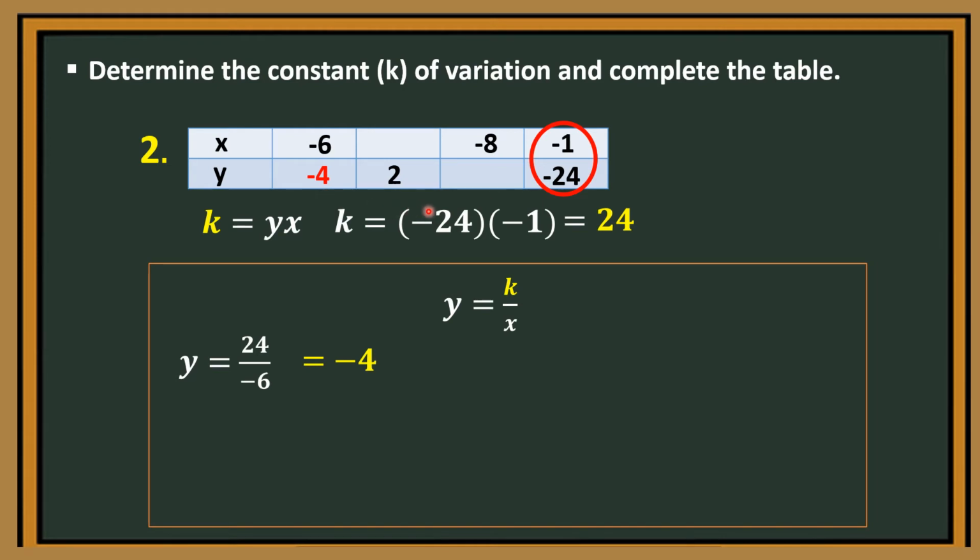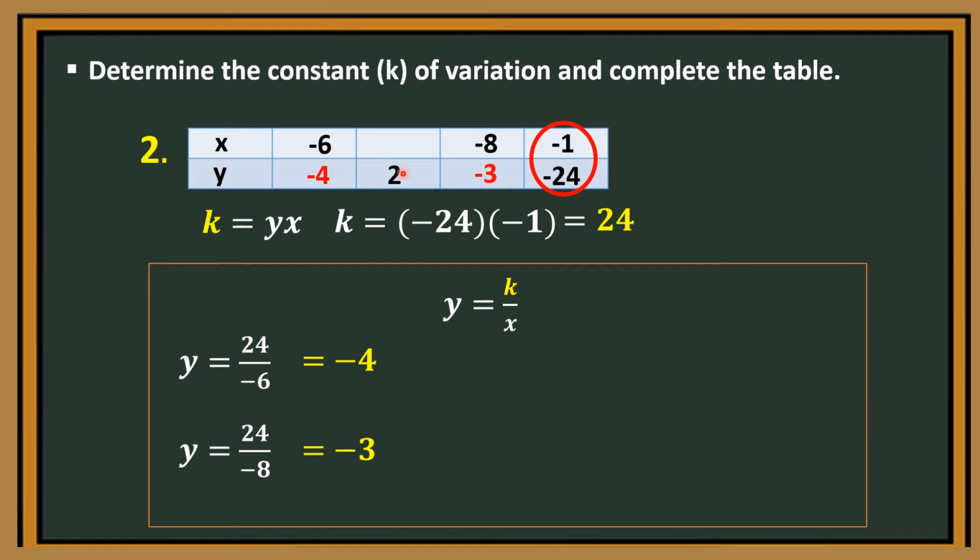Next, let's go to the third column. So we do not have y here, but your x is negative 8. Therefore, y is equal to 24, that is your k again, and x is negative 8, divide the 2. Therefore, y is equal to negative 3. Let us write here negative 3.